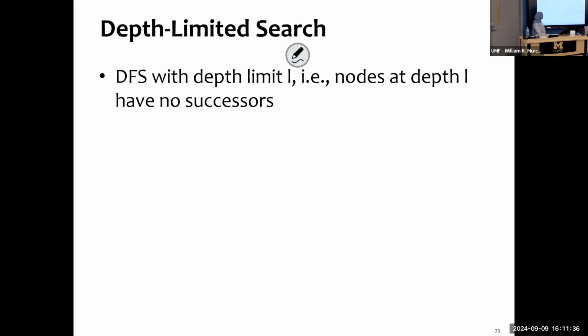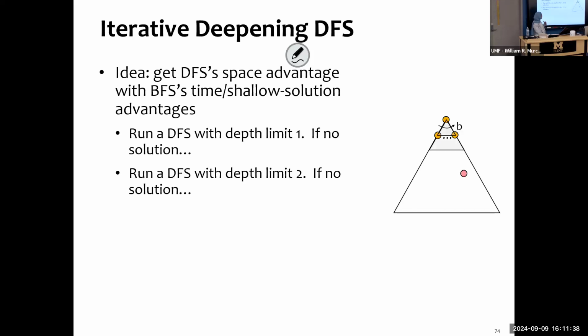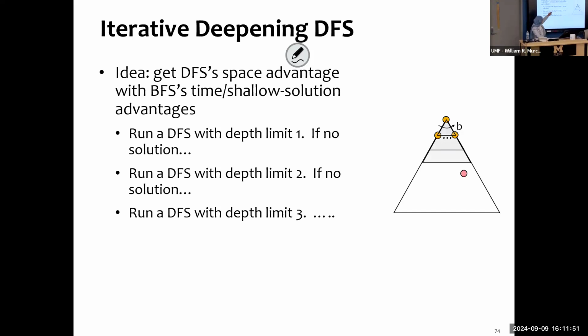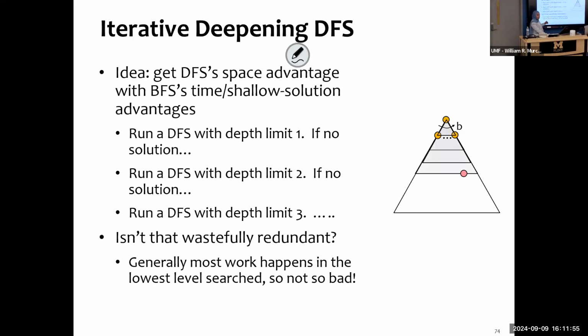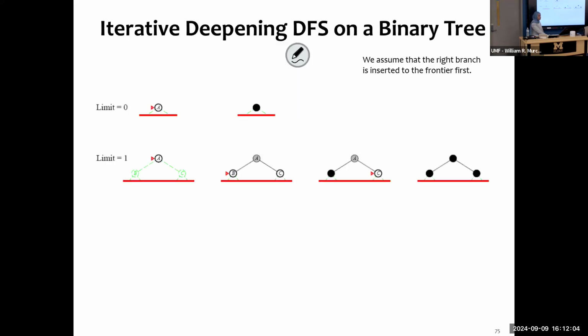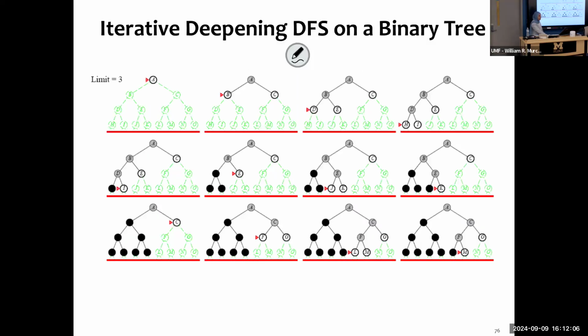We can execute the DFS algorithm at any given level of the problem. Each time, you keep executing the DFS, which means you run it with depth limit 1. If no solution, you move to depth limit 2. If no solution, you keep increasing the depth limit until you find the solution. This is the iterative deepening DFS. It's a variant of the DFS. And here is just an illustration of it.